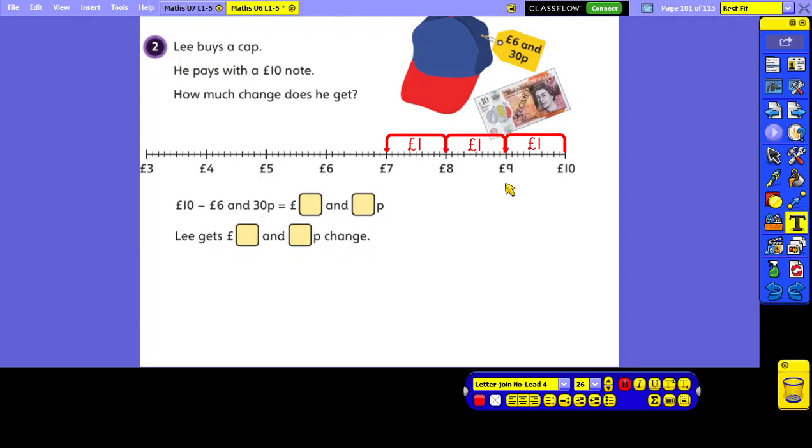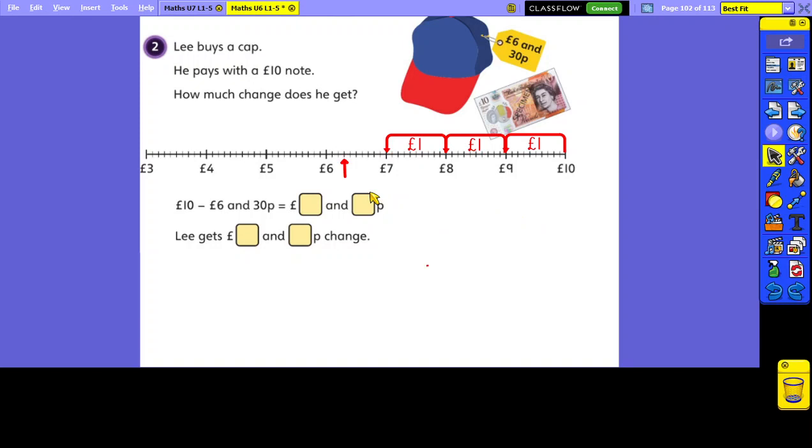Pause the video and have a think before I tell you what I'm going to do. So hopefully you've thought about this and realised that we don't need another jump of 1, because if I did another jump of £1, I would go to £6, which is actually less than what the cap cost. What I need to do is I need to get to this point here, which is 30 pence. Because remember, each of these little lines equals 10 pence. So if you look at your £6, that's £6 and 10, £6 and 20, £6 and 30. So I need to get to where that red arrow is pointing to.